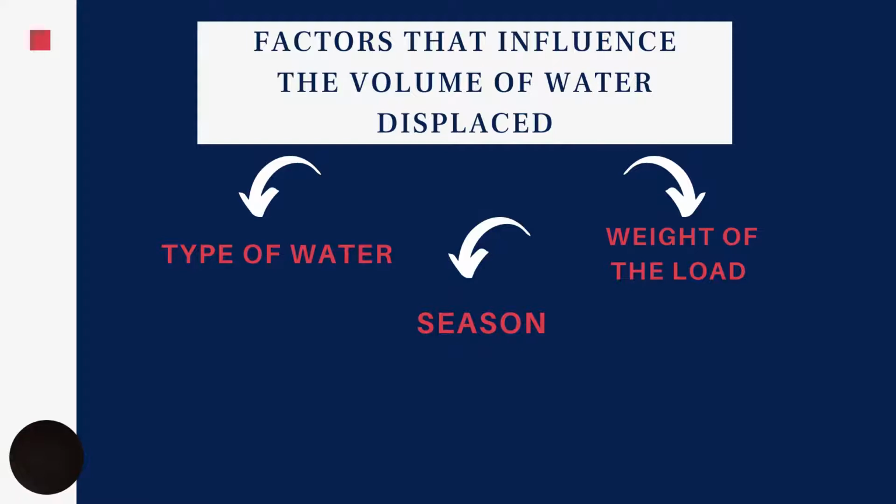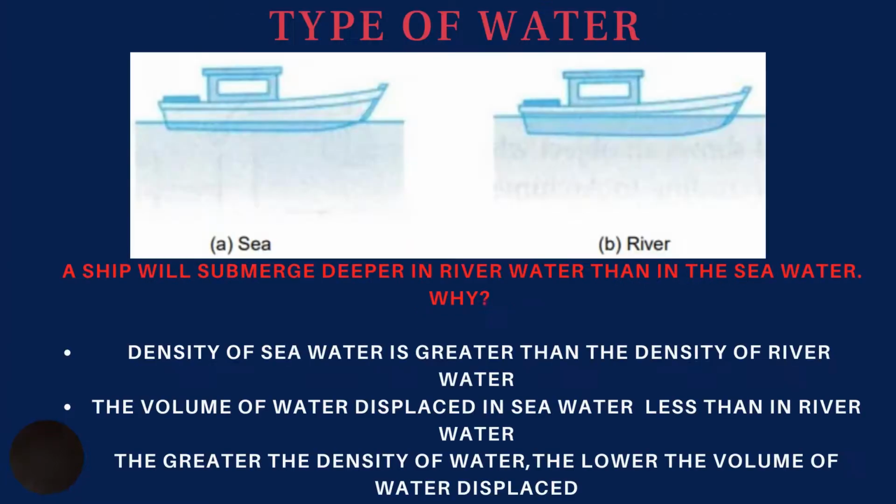Factors that influence the volume of water displaced. There are 3 factors. Number 1, type of water. Number 2, weight of the load. And number 3 is season. Let's take a look at each of the factors in more detail.